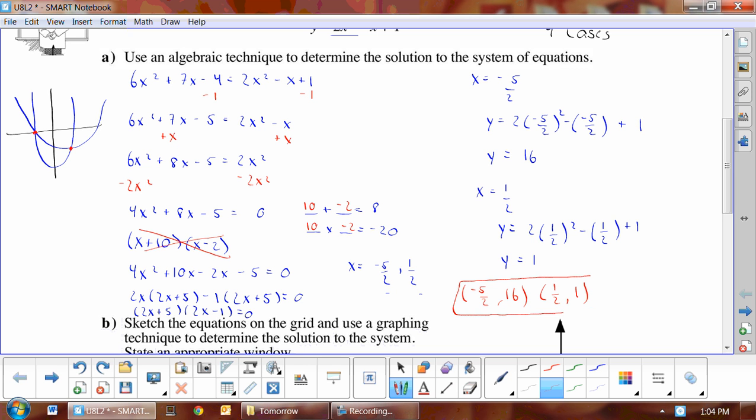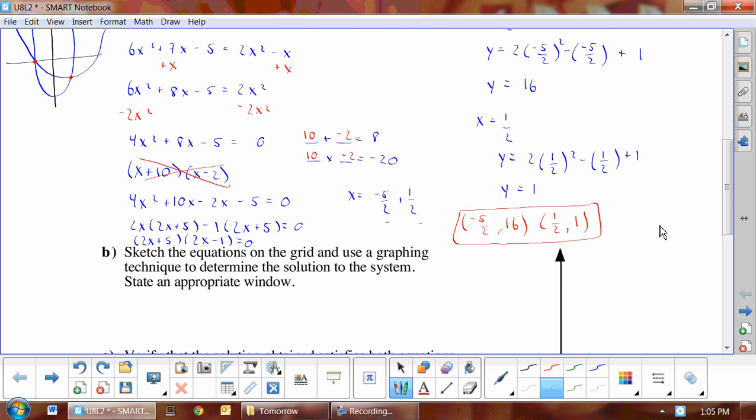Yep, Daniel? Give me the y coordinates. Yeah, so because the solution says where are these equal, I want both coordinates, the x and the y.